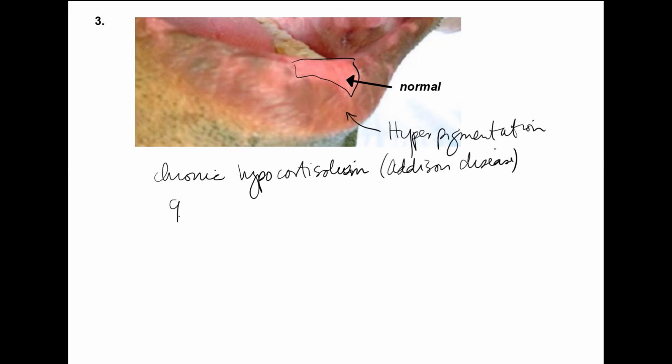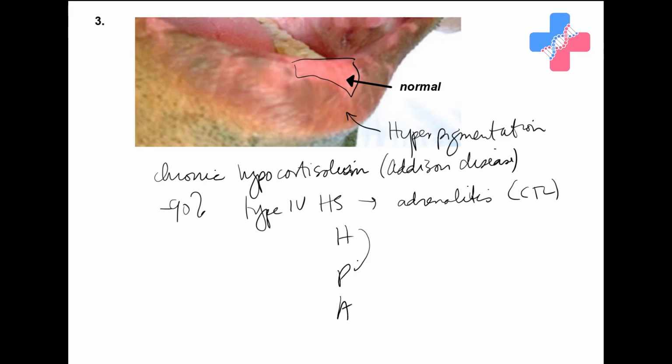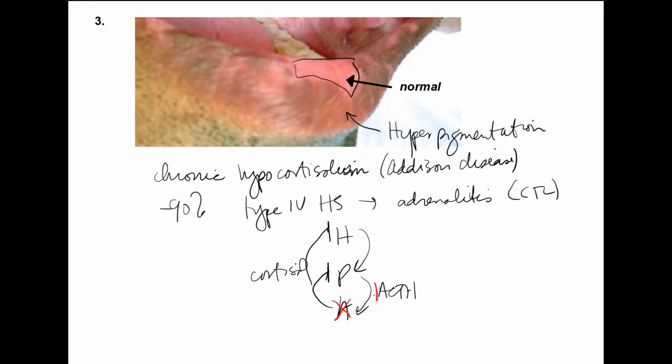More than 90% of these in America are due to a type 4 hypersensitivity autoimmune disease, and this gives an adrenalitis, meaning that the adrenal gland is destroyed by cell-mediated cytotoxic lymphocytes. With the usual adrenal axis of the hypothalamus to the pituitary, and pituitary ACTH stimulating the adrenal gland with negative feedback from cortisol, failure of the gland results in very high levels of ACTH.